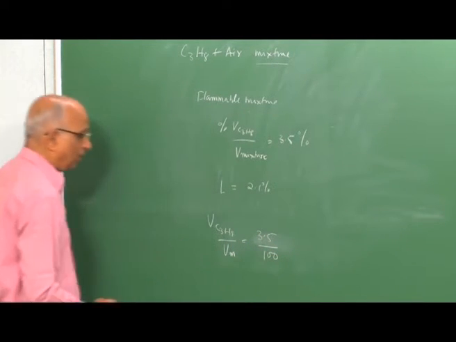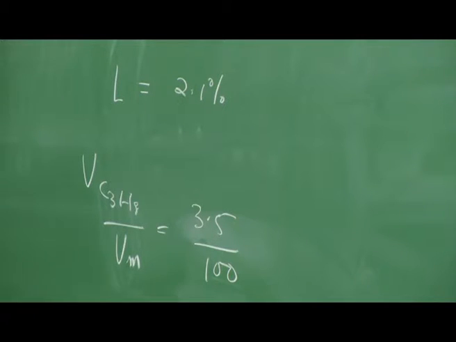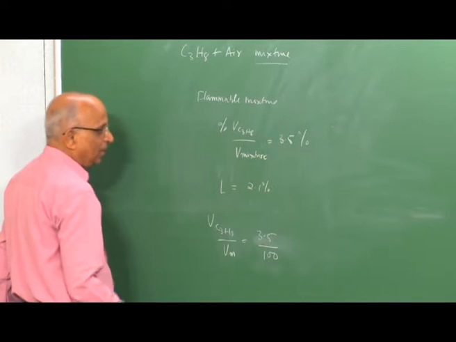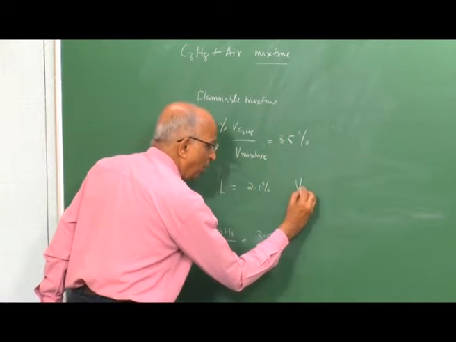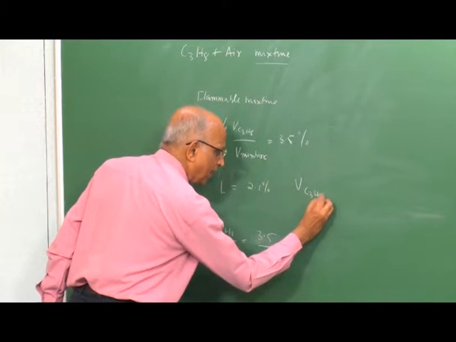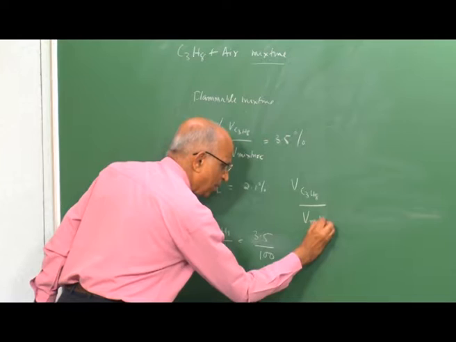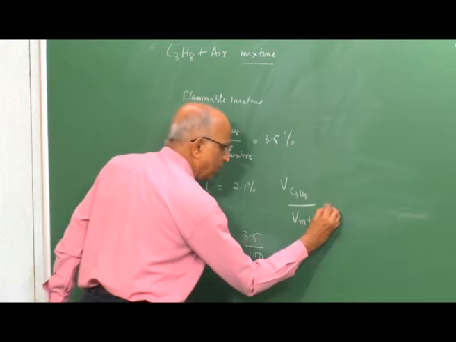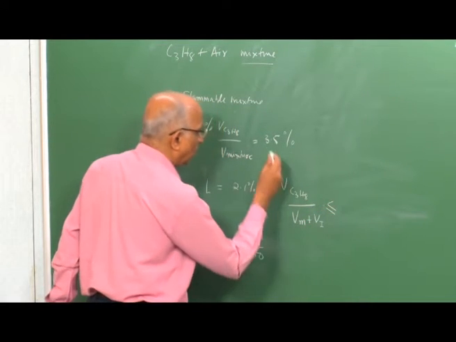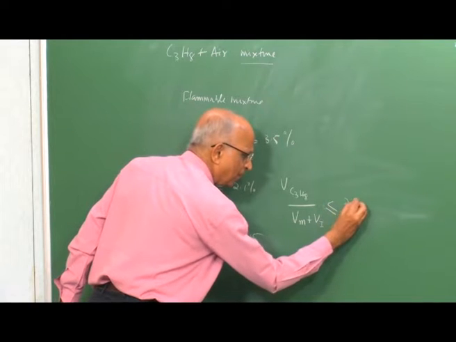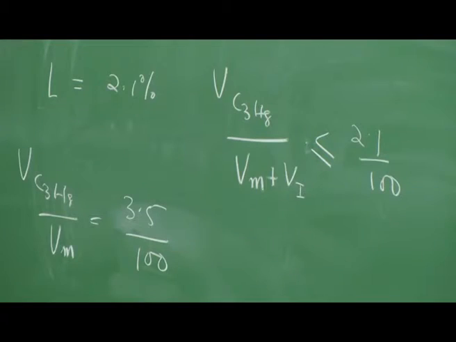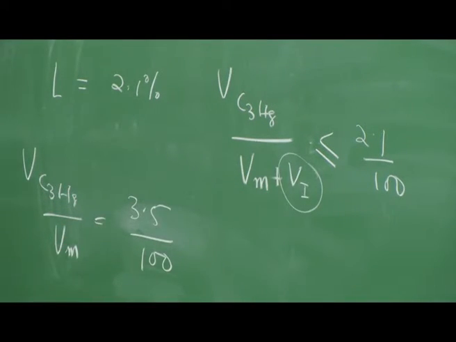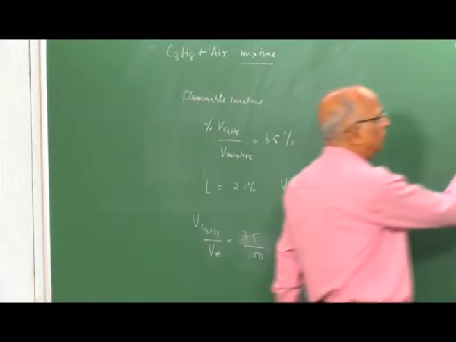100 is the value. And what is it we want to do? I want to add some inert gases to this such that I bring it down to this. Therefore, the next equation I should get is volume of propane C3H8 divided by volume of mixture plus volume of the inert gas I add should be such that the limit is less than or equal to the value of 2.1%. Therefore, what is it I have? Now I want to find out the volume of the inert gases which I add. Therefore, let us calculate this value.